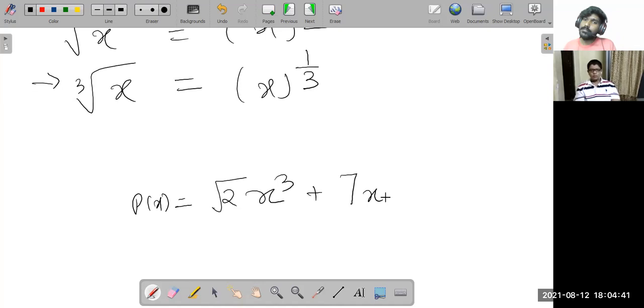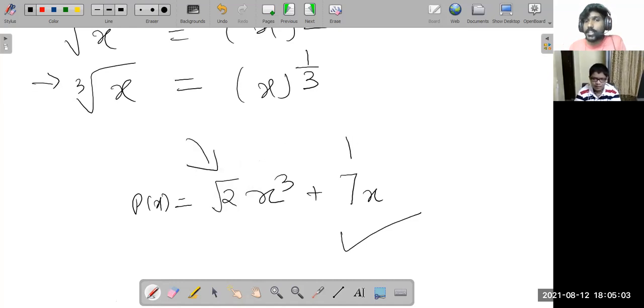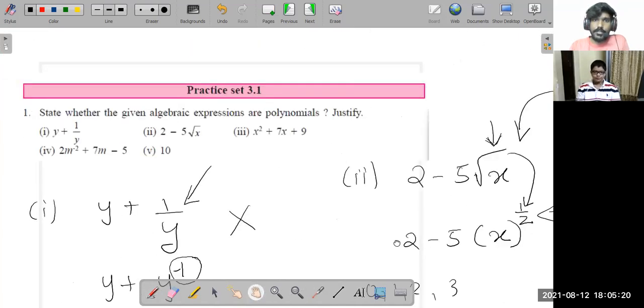Is this a polynomial? Look at the variable. Power of the variable. Don't look at the coefficient. Coefficient can be anything. It is a polynomial. Yes, correct. So such type of questions, don't get confused. If you're identifying whether it is a polynomial or not, look at the power only of the variable. Don't look at the coefficients. Fine, we'll stop here.